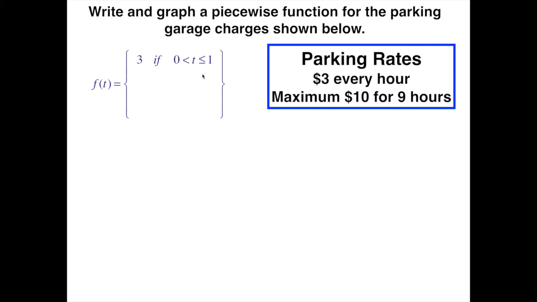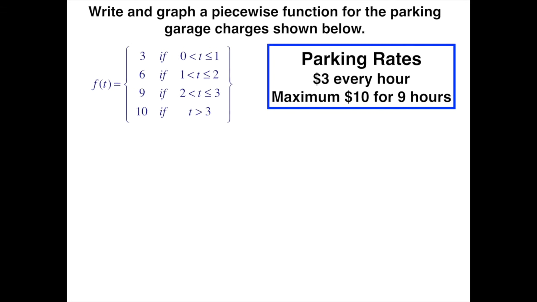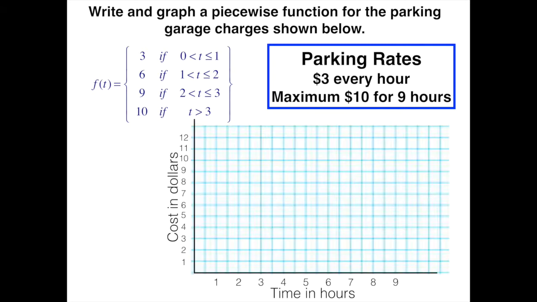Then it's $3 for every hour, so that would be $6 if you're over 1 hour, but less than or equal to 2 hours. If you're 1.1 hours, or if you're 2 hours, they're going to charge you $6. And then if you're there 3 hours, they're going to charge you $9. And then if you're greater than 3 hours, they're going to charge you $10. Now, with the notion that it's capped out at 9, maybe they're only open for 9 hours during the day. So now we're going to graph this.